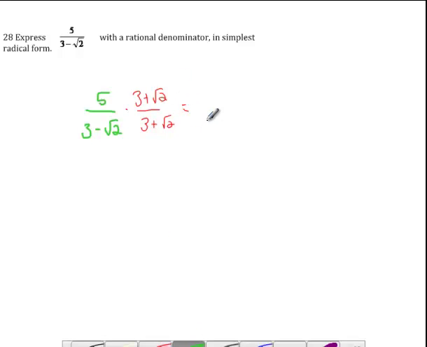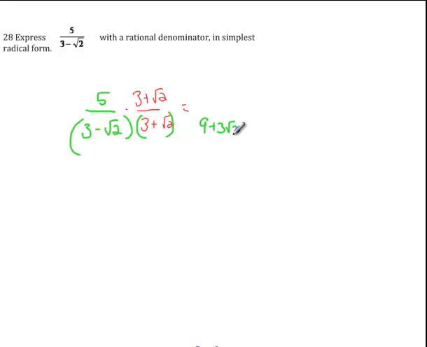Okay, I want to rationalize this denominator, so that means I have to multiply by the conjugate. So I take 5 over 3 minus radical 2, and the conjugate is 3 plus radical 2. I FOIL out the bottom: 9 plus 3 radical 2 minus 3 radical 2 minus 2.